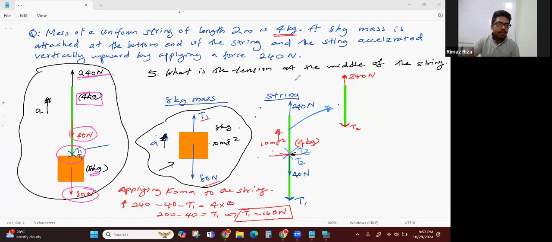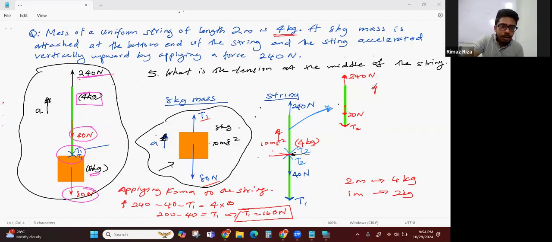And now this one has mass, and also the string is uniform. So if the total length of 2 meter has a mass of 4 kilogram, here we have considered half of it. So for 1 meter, the mass will be 2 kilograms. Its weight acts from the middle of this part, vertically downward: 2 into g, which is 10, so 20 Newton. So these are the forces acting on this top half of the string. This is the free body diagram of the top half of the string.